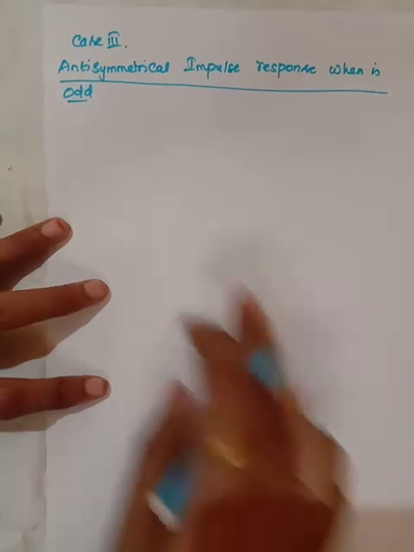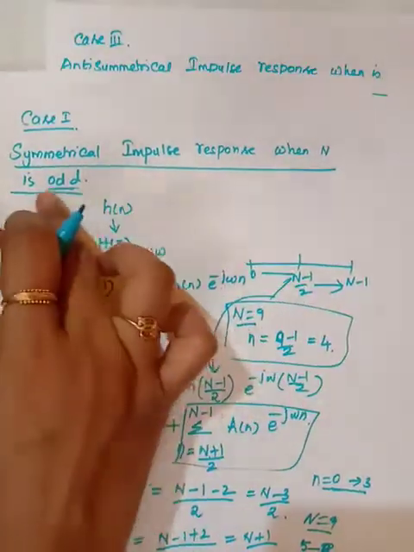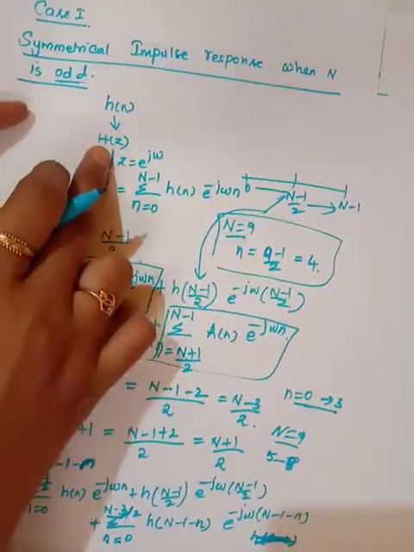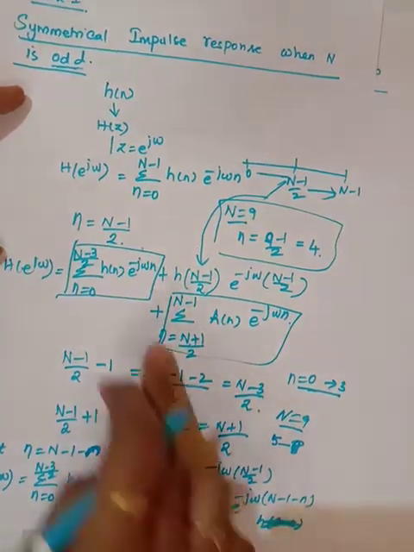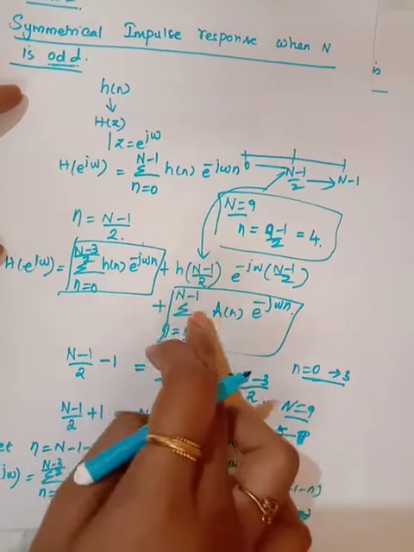Going to discuss antisymmetric impulse response when n is odd. What we have already discussed is the symmetrical response when n is odd. The procedures are all the same. The first step is to divide this sequence based on the symmetry.